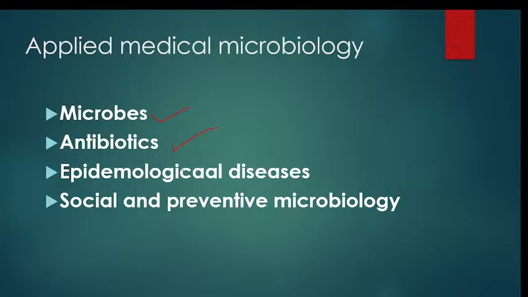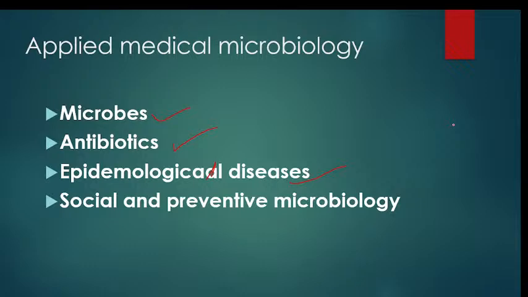Then epidemiological diseases. Epidemiological disease means a disease which is spread in an area. That is epidemic, means it is transmitted in an uncontrolled way. And one of it will become a pandemic too. And that is what is happening now, that is this COVID-19 too. Then microbes are actually used to prevent the epidemiological disease itself.